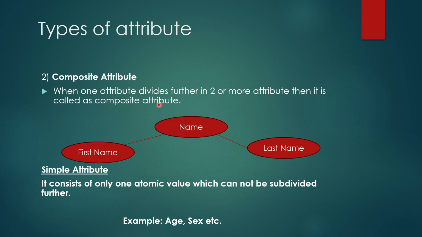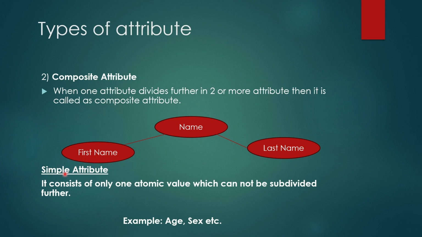Another section is composite and simple attributes. When one attribute divides further into two or more attributes, it is called a composite attribute. Now if we talk about name, it can be divided further into two or three more attributes. If you divide it into two attributes, it can be first name and last name. But in today's world, it can also be divided into three attributes, that is first name, middle name, and last name.